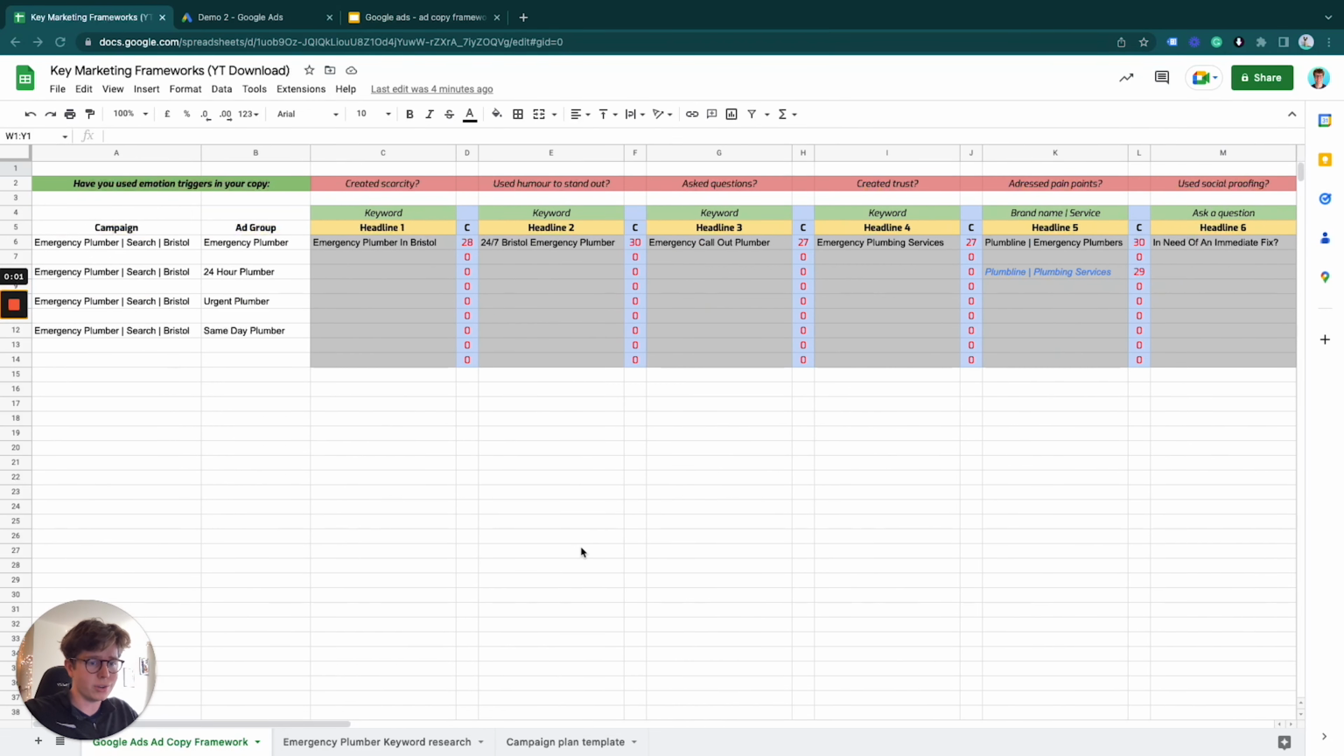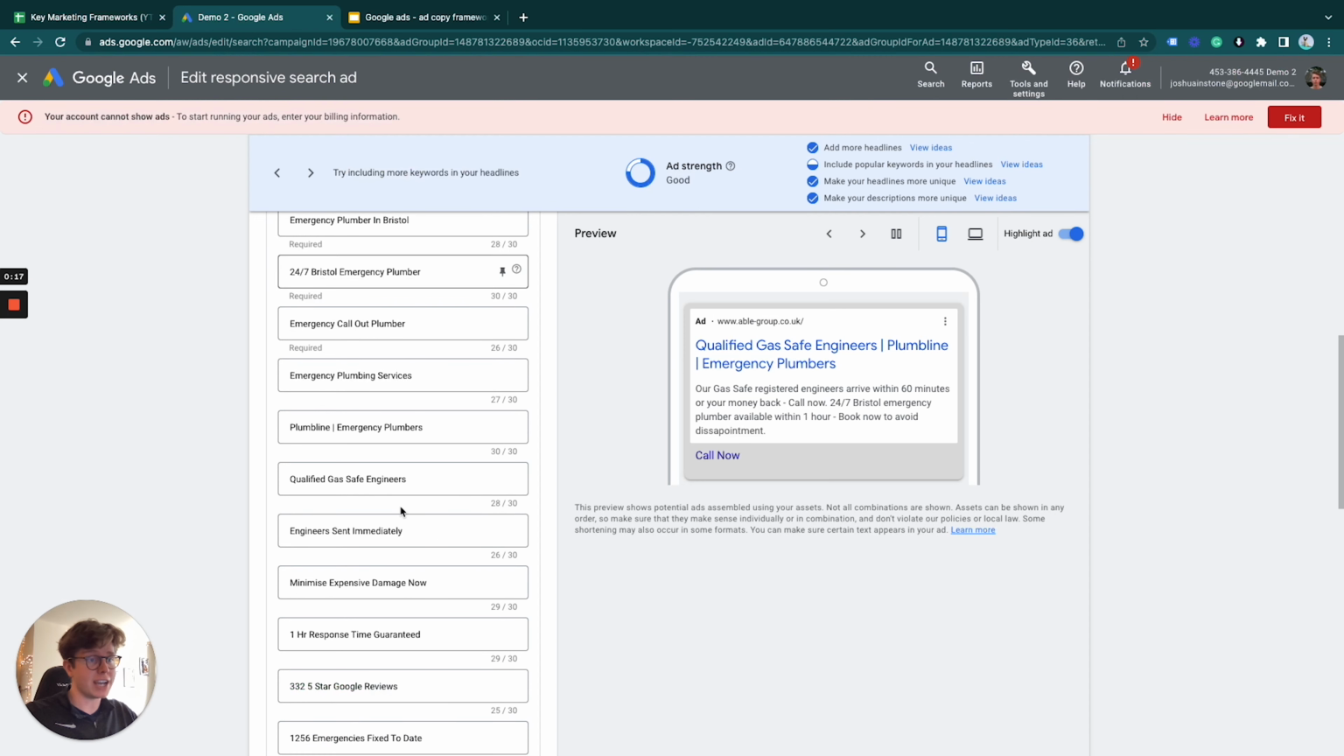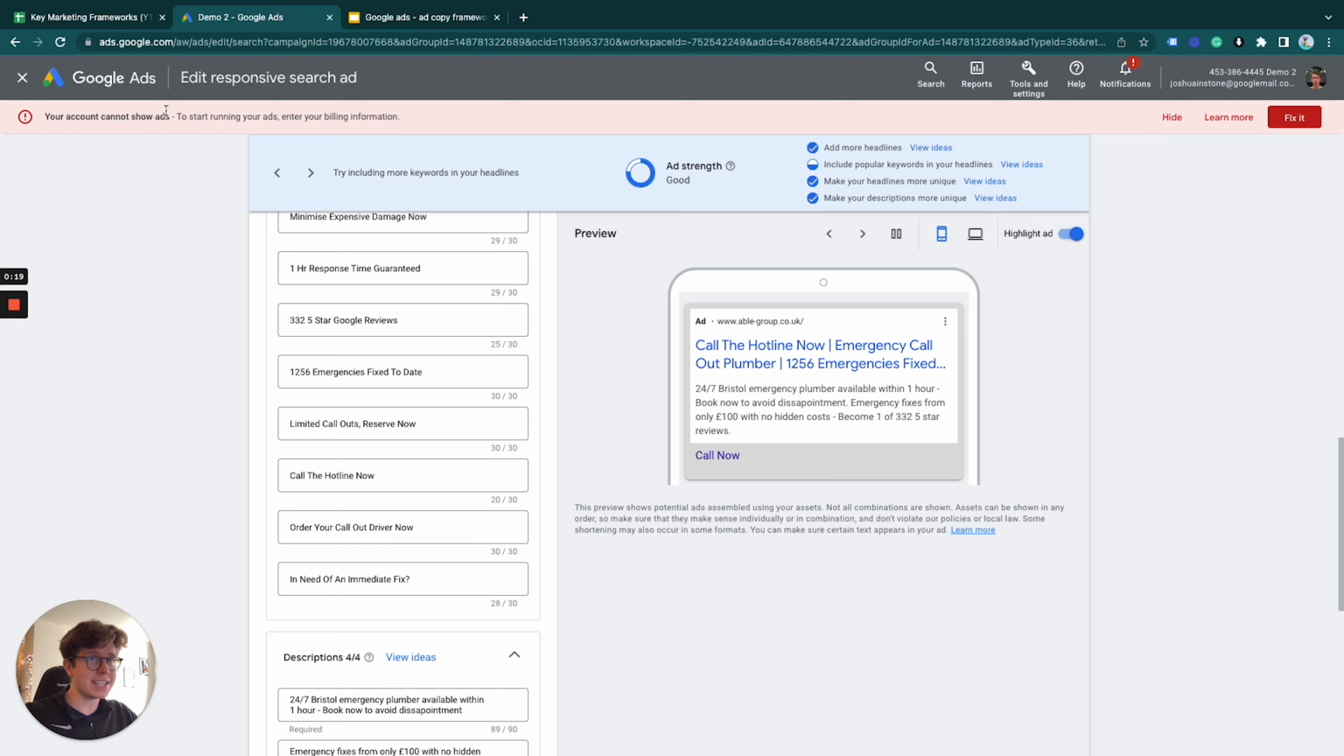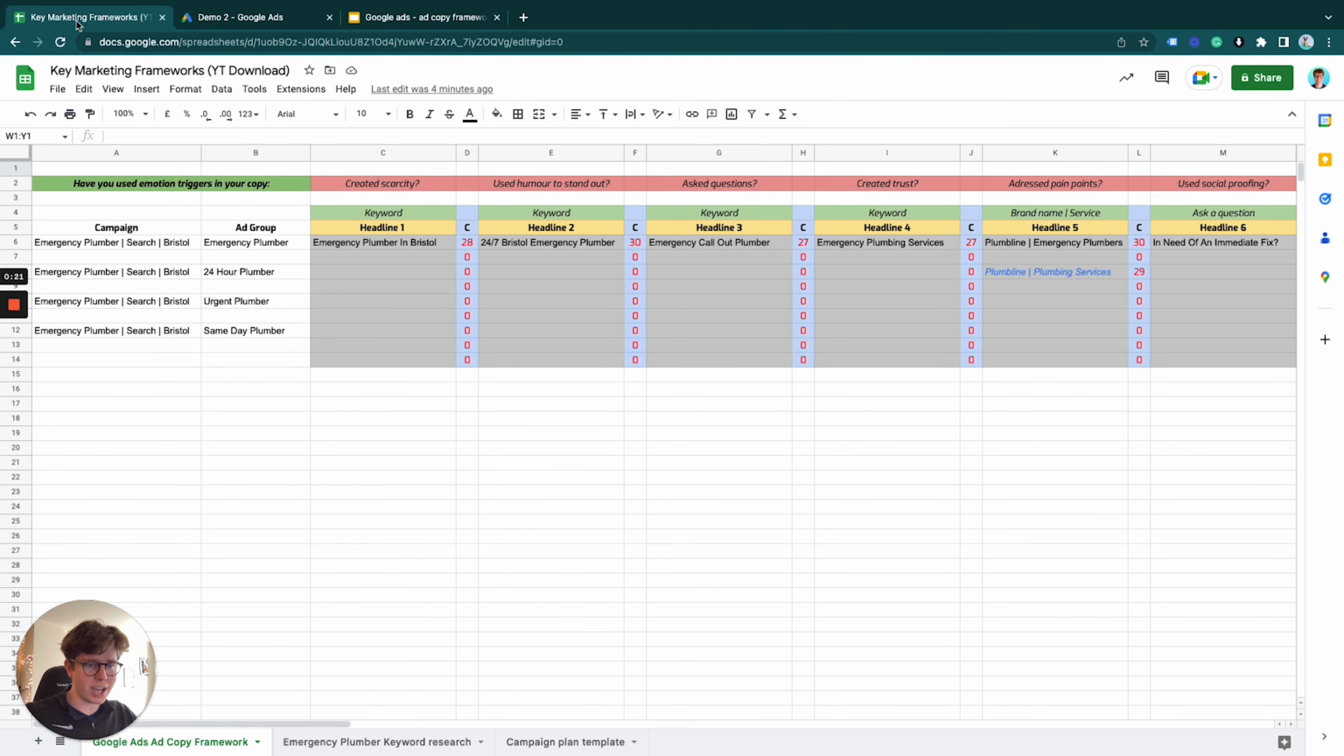So writing good Google Ads headlines that convert can be quite tricky, but it doesn't have to be. From my time of running campaigns, which has been roughly around 4 years now, I've come to realize that with the new responsive search ads that require 15 headlines, you just need a bit of structure.